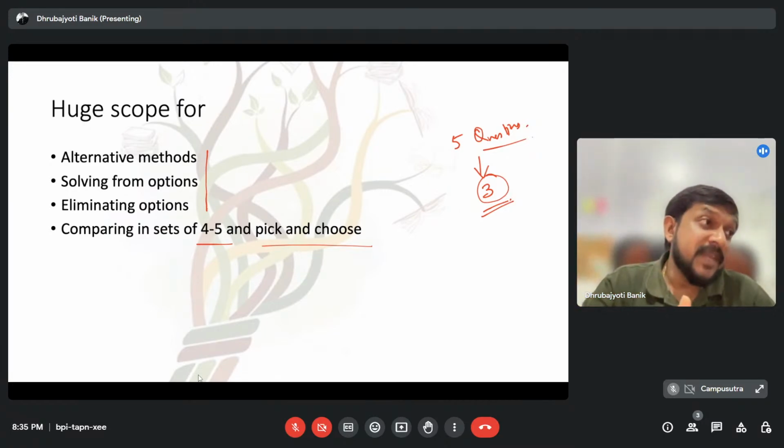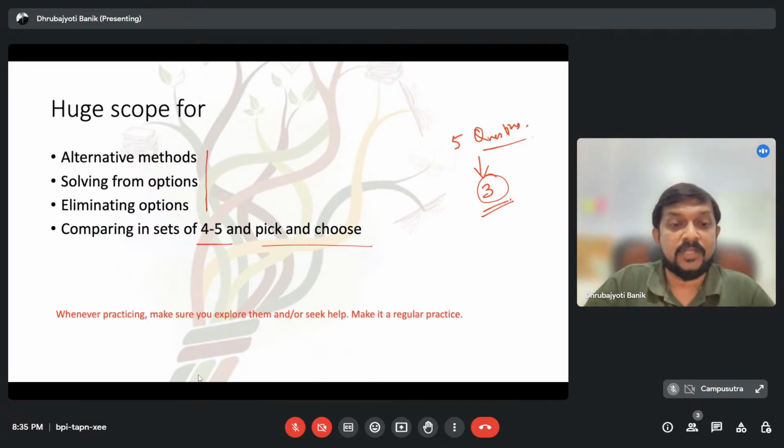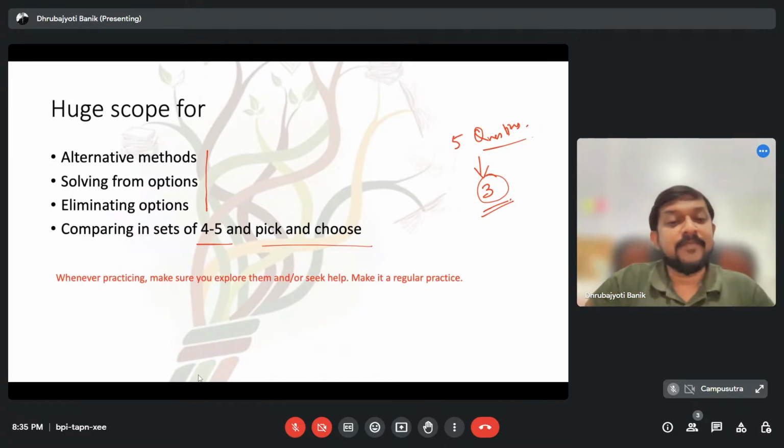See whether you can solve it by eliminating options, saying that these 3 cannot be the answer, the 4th can be the answer, and so on and so forth. Whenever you are practicing them, you make sure you explore these above techniques or you seek help. Okay, and make it a regular practice.